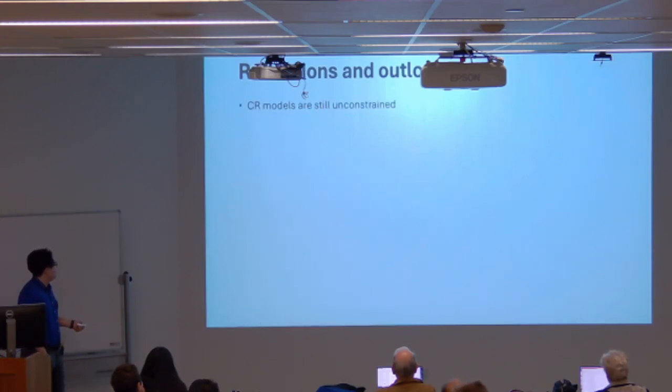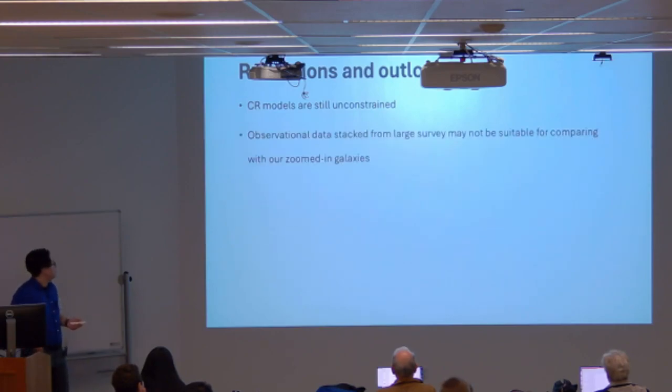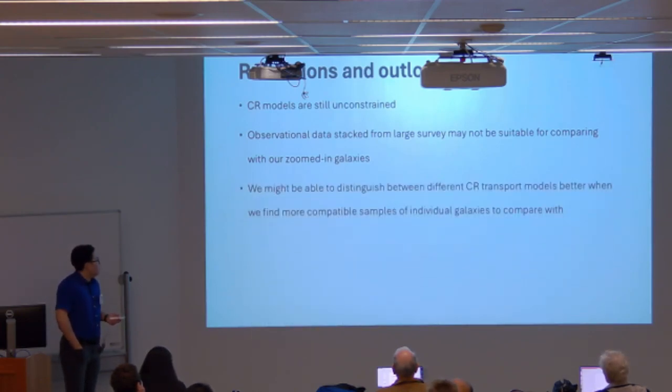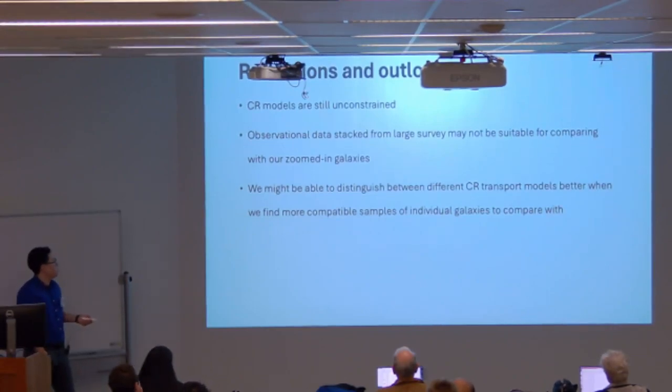We admit that cosmic ray models are still very unconstrained, and observational data, especially stacks from large surveys, may not be suitable for comparing with our zoomed-in galaxies, and we might be able to distinguish between different cosmic ray transport models better when we have more compatible samples of individual galaxies to compare with.